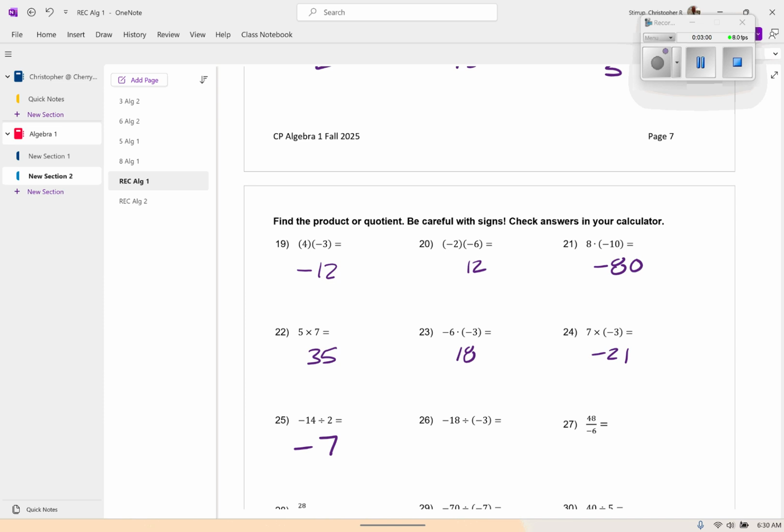-18. Negative divided by negative is going to give you a positive number. So 18 divided by 3 is 6. When you see a fraction, that's the same thing as division. So this could have been rewritten to look like this. It means the same thing, okay? So I have a negative answer. So 6 goes into 48, -8 times.